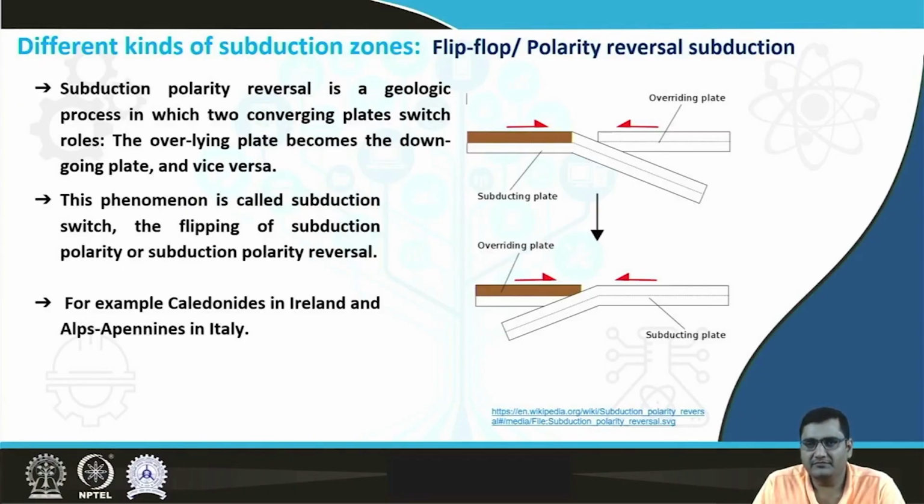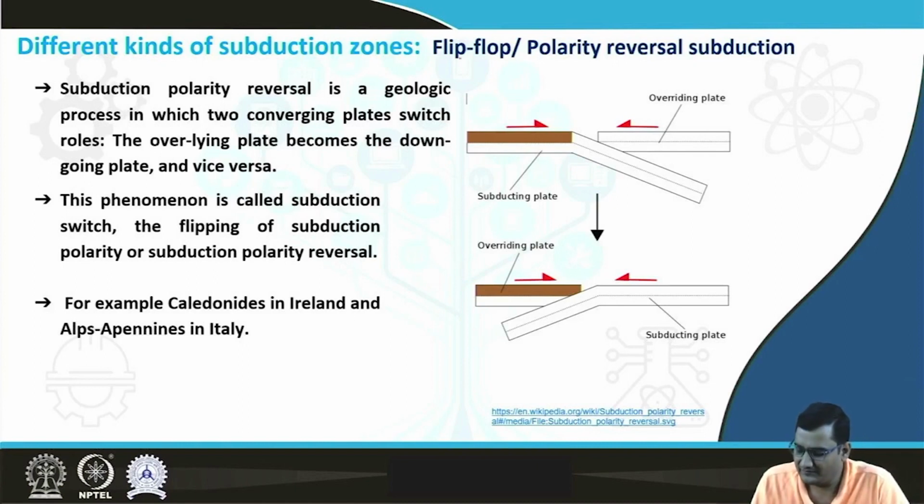First we will talk about flip-flop polarity reversal subduction. There is a thought among various geologists that in subduction, where one plate is going down underneath another plate, there is one overriding plate and another underriding plate. This phenomenon gets reversed. That means the plate that was overriding becomes underriding, and the underriding plate becomes overriding over a period of time.